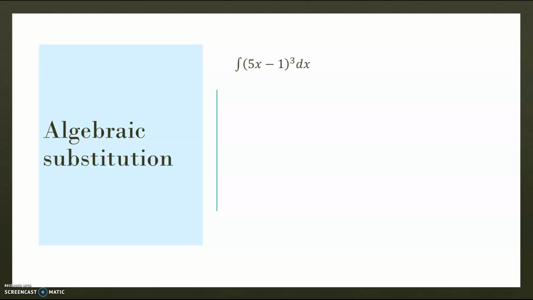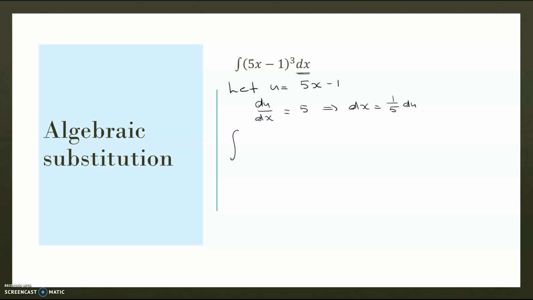First up, we look at the bit in the brackets and let u equal that. So u equals 5x minus 1. We know that ultimately we've got to replace dx, so we need to find dx. So let's look at differentiating. Then if we rearrange that derivative, we can find dx in terms of du.